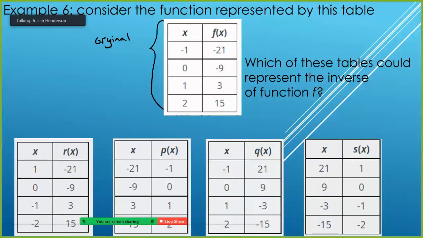So the starting one on top, f of x, that's our original, we're trying to figure out which of the tables below are the inverse. Only one will be the inverse. And honestly, I think this is even better than when it's an equation, because all we've got to do is look for the flipped table. All my x's become f of x's and vice versa.